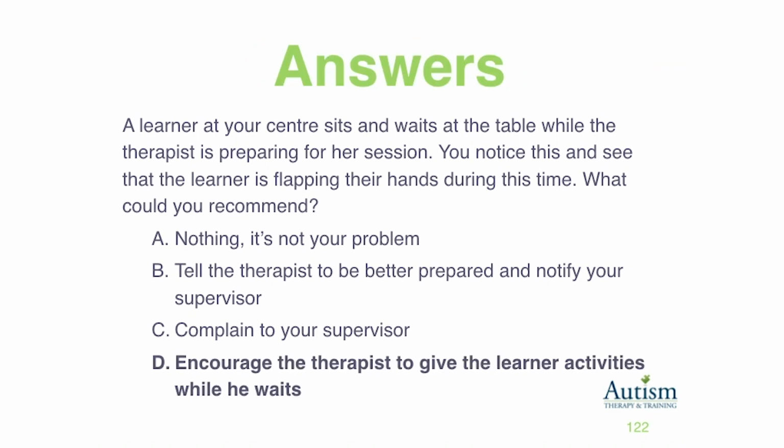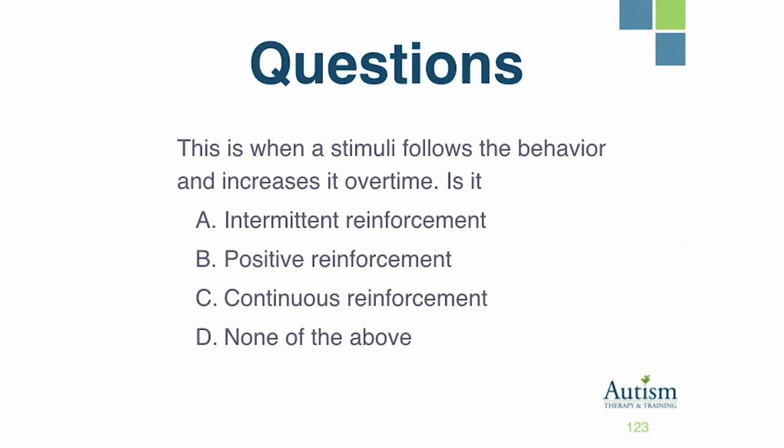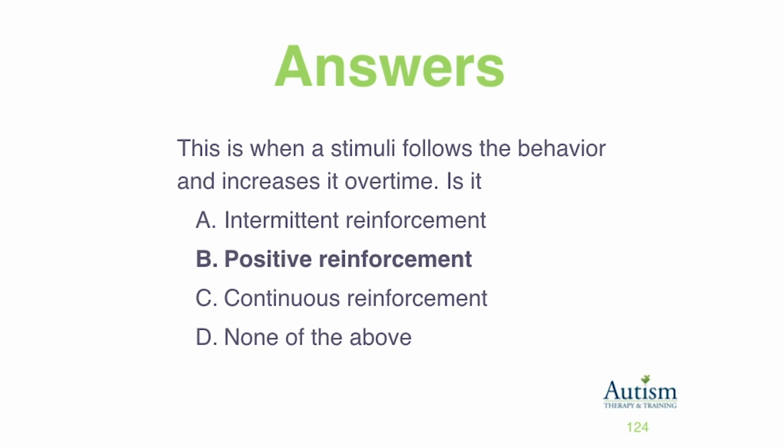And the correct response is D, encourage the therapist to give the learner activities while he waits. This is when a stimuli follows the behavior and increases it over time. Is it A, intermittent reinforcement, B, positive reinforcement, C, continuous reinforcement, or D, none of the above? And the correct response is B, positive reinforcement.